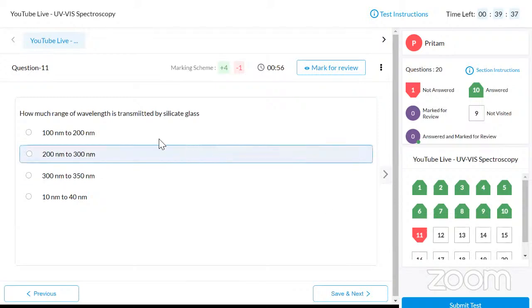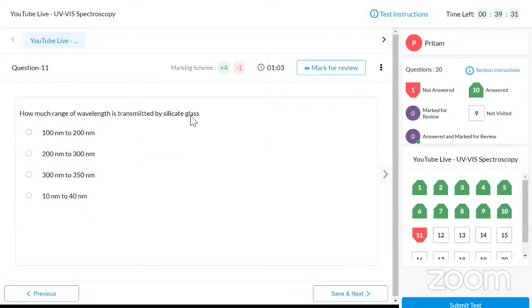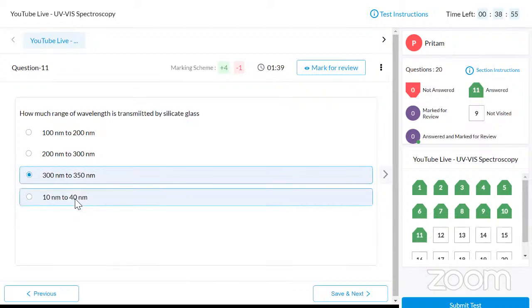So it is not 100 nanometer to 200 nanometer. It is not 200 nanometer to 300 nanometer. Why am I saying this? Because the wavelength of silicate glass is fixed, because the material is the same. It is not going to change. Even if you are using any instrument, the wavelength of absorbance will always be fixed for a particular compound, substance, or functional group. So for silicate glass the wavelength is fixed. In whichever instrument you try to analyze silicate glass, the range of wavelength that is transmitted is always going to be fixed, and the predetermined value for it is 300 nanometer to 350 nanometer. So it is not option D.